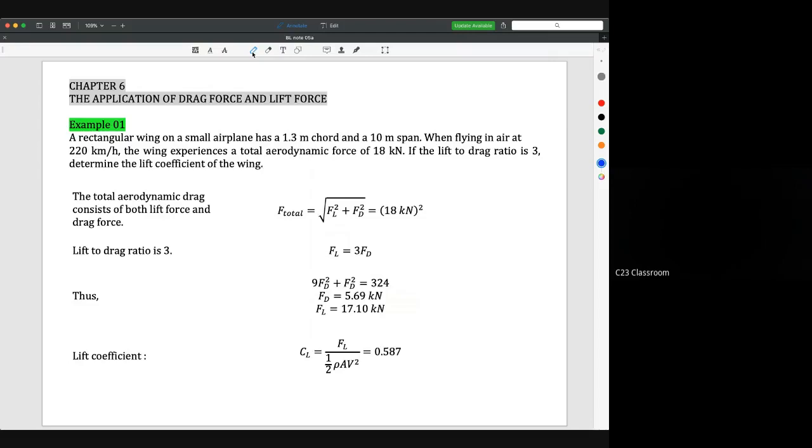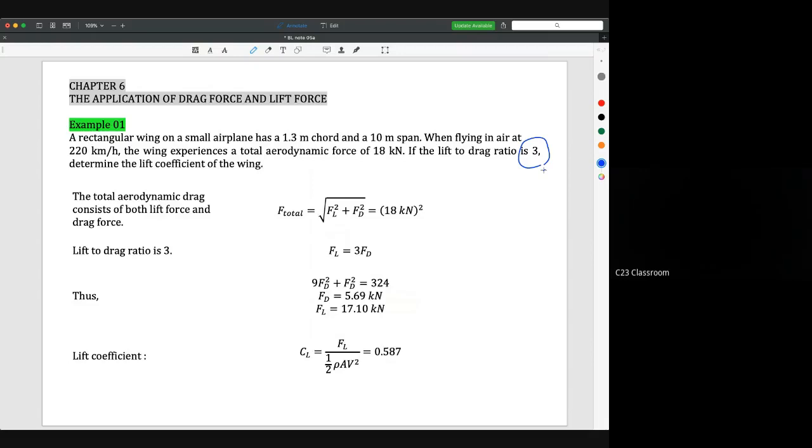So in example 1 here, a rectangular wing on a small airplane has a 1.3 meter chord and a 10-meter span. When flying in air at 220 kilometers per hour, the wing experiences a total aerodynamic force of 18 kilonewton. If the lift to drag ratio is 3, determine the lift coefficient of the wing.